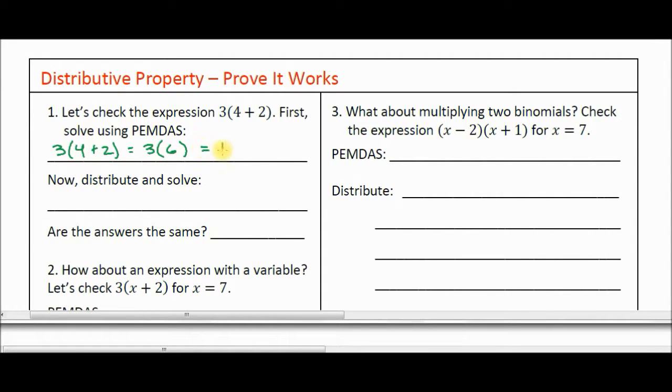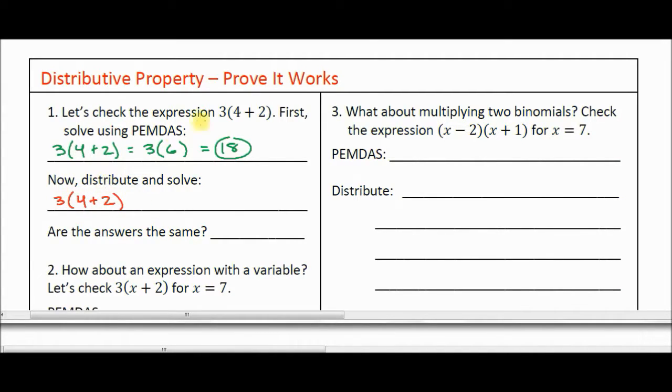There's no addition or subtraction. In fact, we're done at this point. We have an answer of 18. Now let's use the distributive property and see if we get the same result. Let's write our expression the exact same way. We start off with 3 times 4 plus 2.